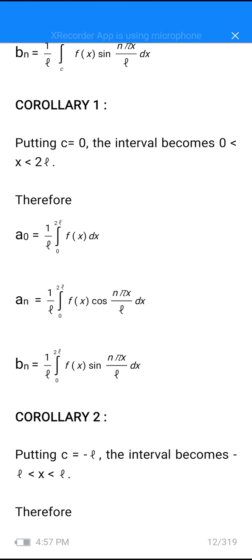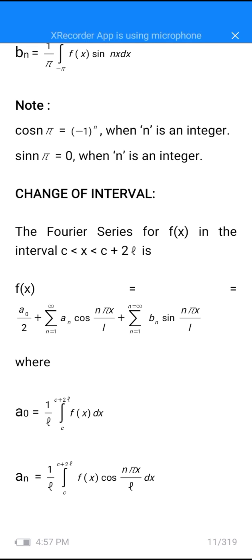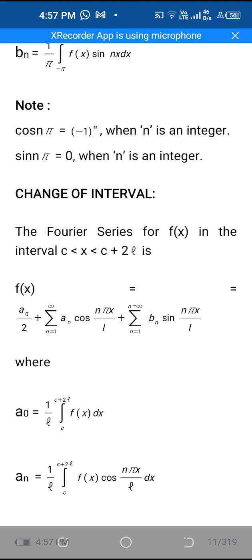So these are the basics of the Fourier series.